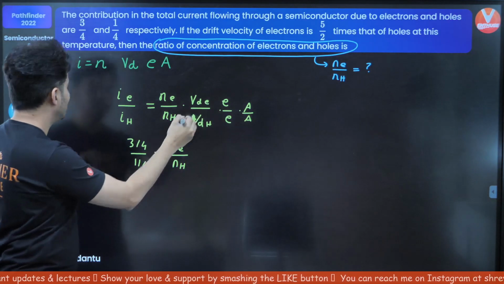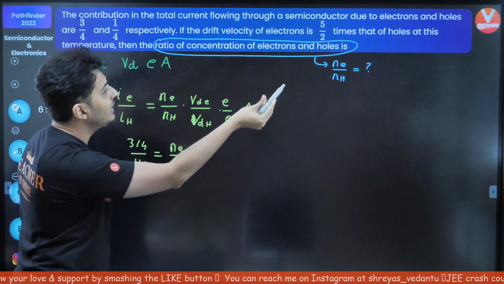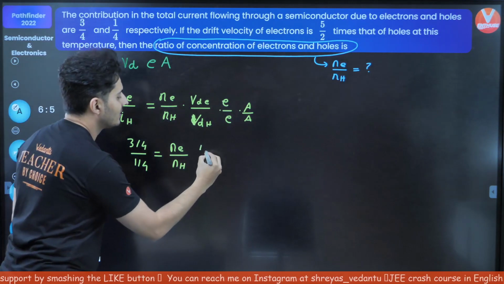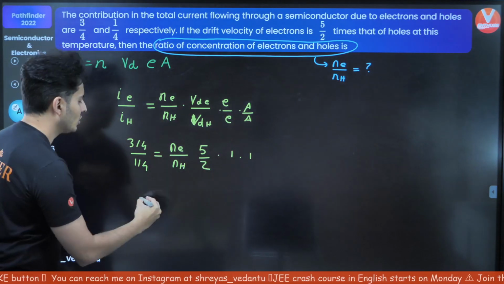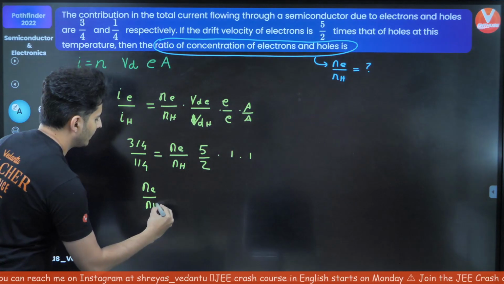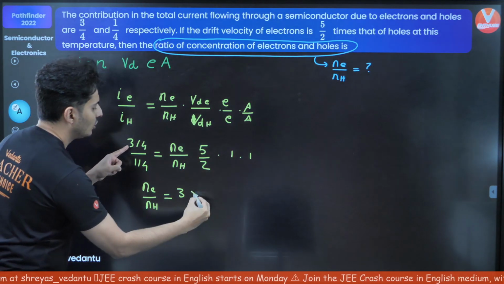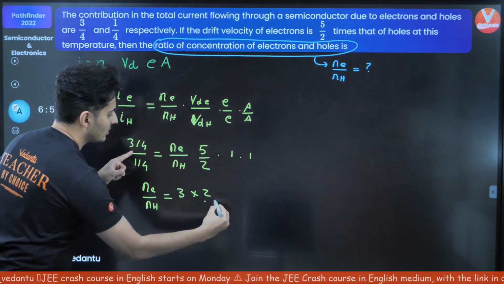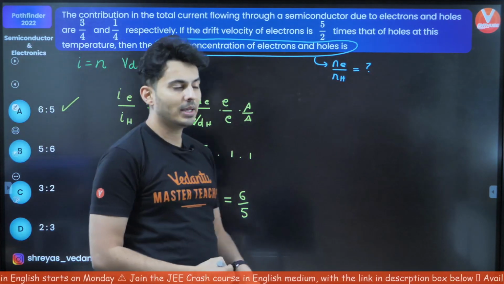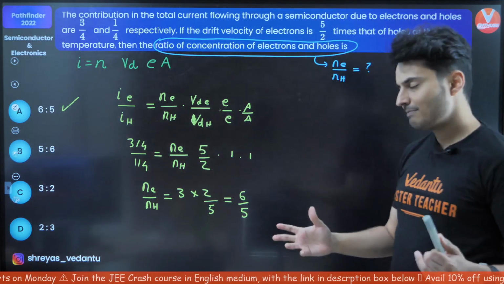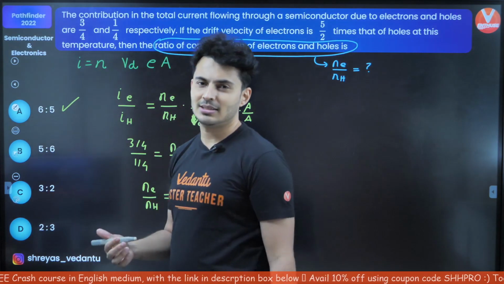Okay. What is this then? Let's think about it. Drift speed of electron is 5/2 times that of holes. That means this number is 5/2. And this number just became 1 into 1. So therefore, Ne by NH will be 3 by 4 times 4 by 1 divided by 5 by 2. Ne by NH will be 3, and that 2 comes on the top, and that 5 goes below. So that will be 6 divided by 5, and I have it here as option number 1. That's it. It's simple, nothing great, just formulas.